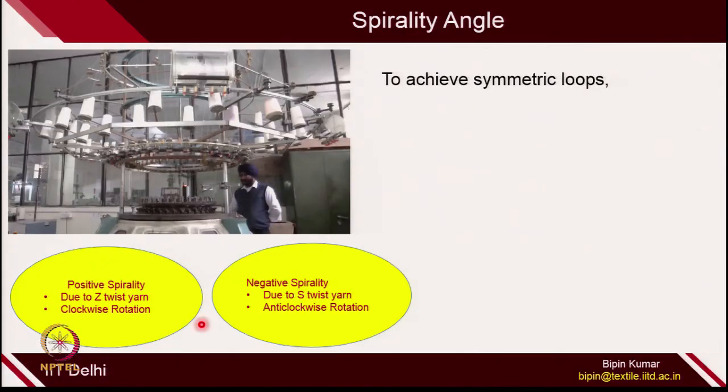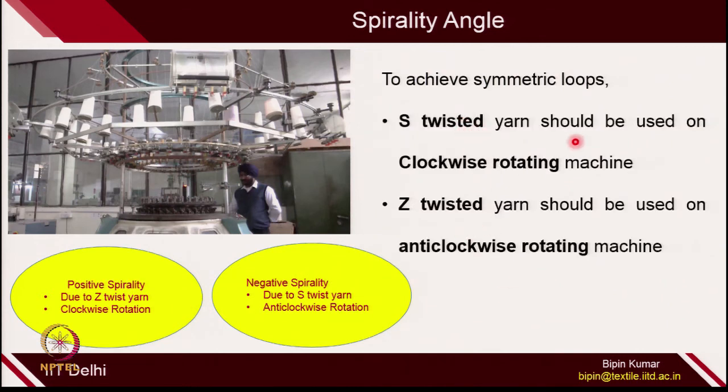So, we have seen that the positive spirality is caused by the jet twisted yarn as well as clockwise rotation of the cylinder. Negative spirality is happening due to S twisted yarn and anti-clockwise rotation of the cylinder. So, if I have to minimize the spirality angle or achieve symmetric loops or symmetric nature of the course, then what we can do is take either jet twisted yarn and anti-clockwise rotation of the machine, because they will cancel each other.